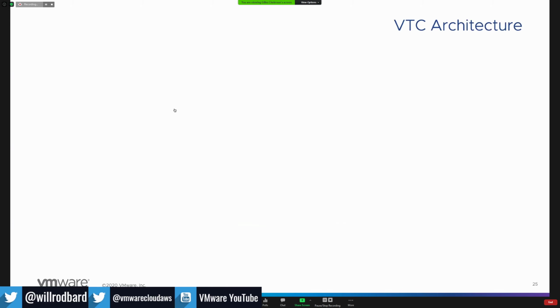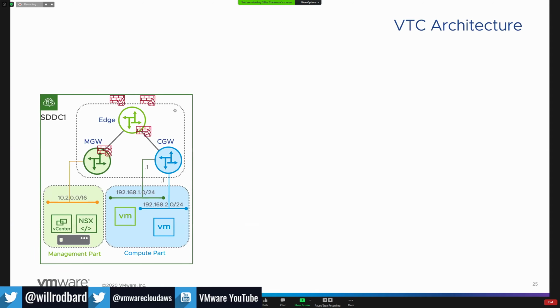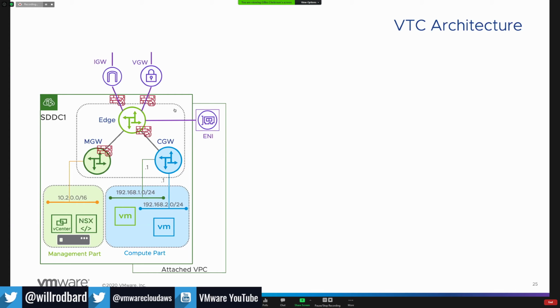So the VTC architecture: if we take the SDDC standard architecture, we have an edge, we have two tier one gateways, management gateway and compute gateway, with a management part and a compute part. Now, we always have an attached VPC that is connected through an ENI to the tier 0 edge. We also have an internet gateway to go out to the internet, and we have a VGW if we need to connect a direct connect.